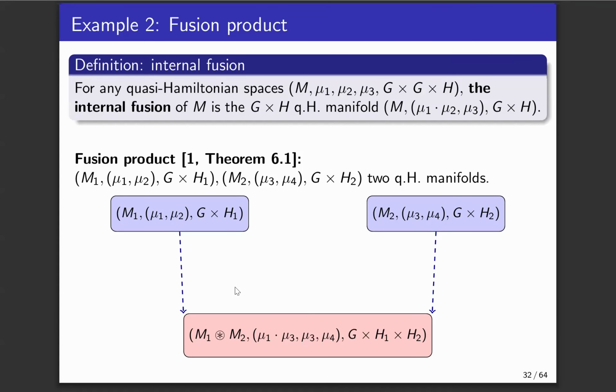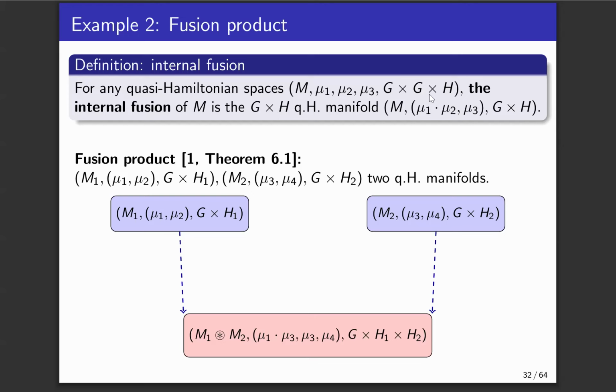And now, second example, fusion products of quasi-Hamiltonian manifolds. Before we talk about fusion products of two quasi-Hamiltonian manifolds, let's discuss a little bit what we call an internal fusion of quasi-Hamiltonian manifolds. So imagine that we have some G times H quasi-Hamiltonian spaces with three moment maps, mu1, mu2, and mu3. Then the internal fusion of M is the G times H quasi-Hamiltonian manifolds.